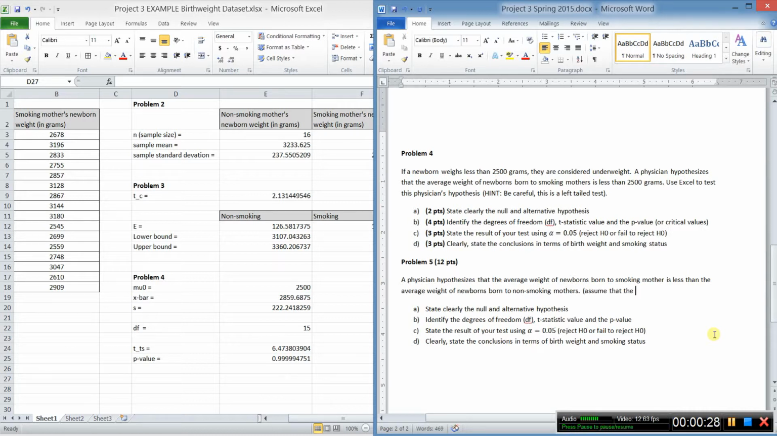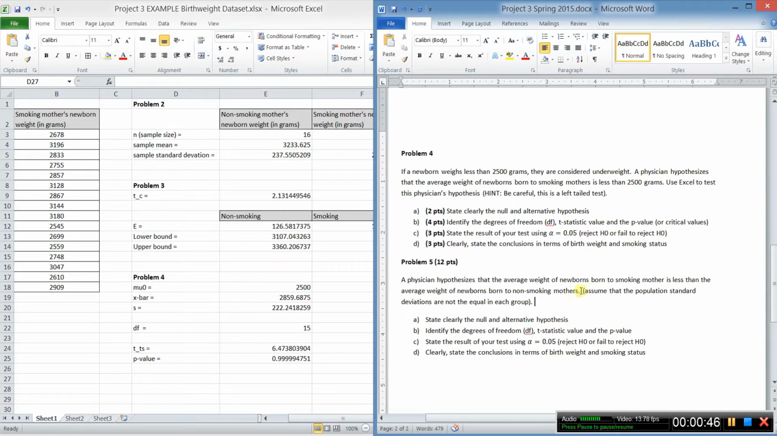Assume that the population standard deviations are not equal in each group. Okay, so we're going to do the t-test, right? T-test, why? Because the sample size is small, and then we're going to assume that the population standard deviations are not equal in each group.